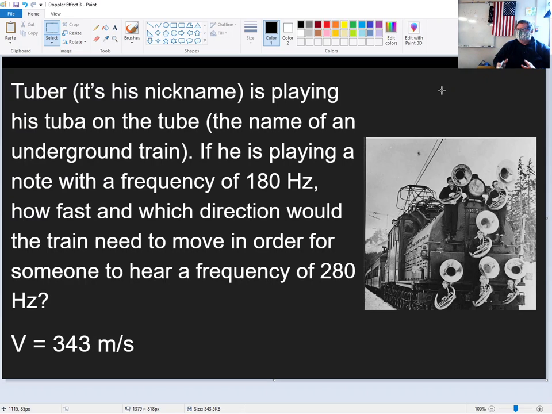So let's see if we can just set up the problem with what we know and see what our unknown is. Okay, here we go. The observed frequency, right? I'm not going to write the equation, I assume you have it in front of you. What do we want the observed frequency to be? We want it to be 280 hertz. So 280 is going to be my observed frequency. It is equal to, we know the note he's playing has a frequency of 180 hertz. That's going to be our source frequency.